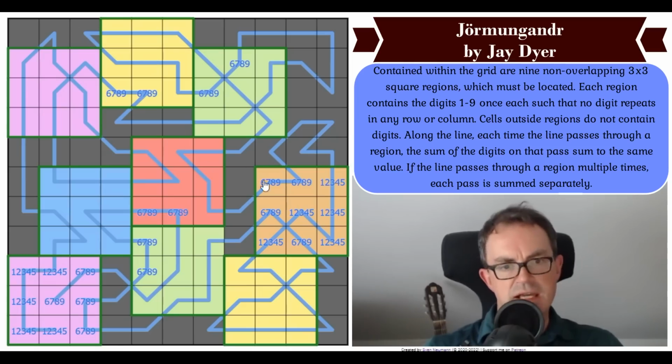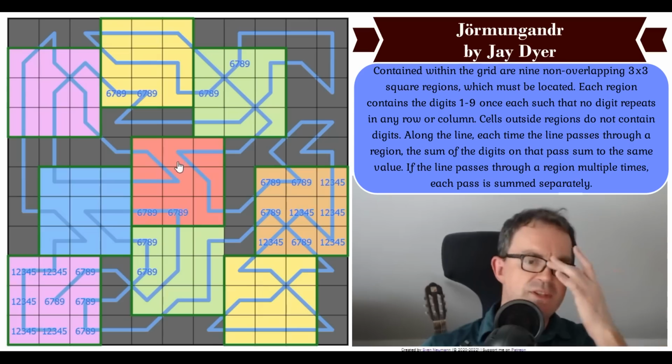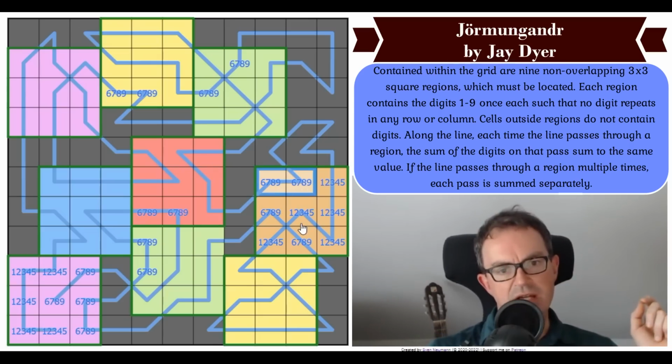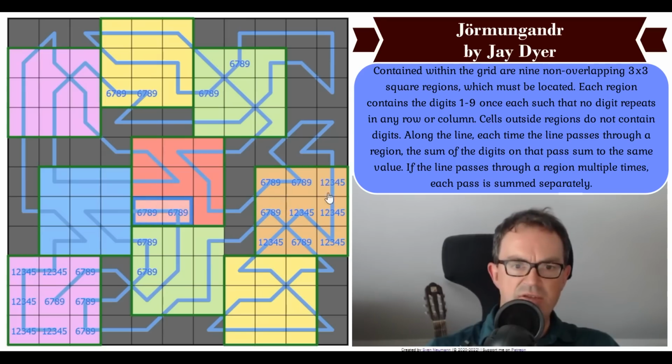Things I can see here, for example, is, yeah, this is interesting. Look, I've got a 6, 7, 8, 9 here, and a 6, 7, 8, 9 here. And this square is a 6, 7. So this is a separate pair. So this 6, 7, 8, 9 is the same as that 6, 7, 8, 9.